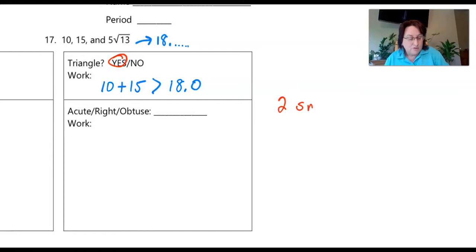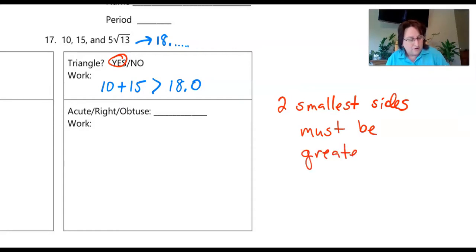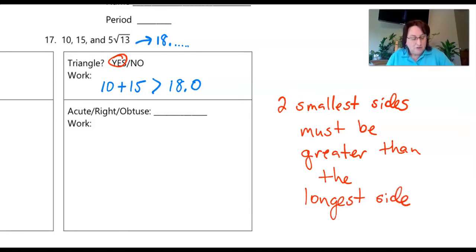Again, your 2 smallest sides, you're going to add them together, and you're going to see they must be greater than the third. I'll actually put the longest side. If you want to write that down somewhere so that you know how to determine whether they make a triangle: your 2 smallest sides, when you add them together, must be greater than the longest side. Now, guys, we need to classify if this is acute, right, or obtuse.